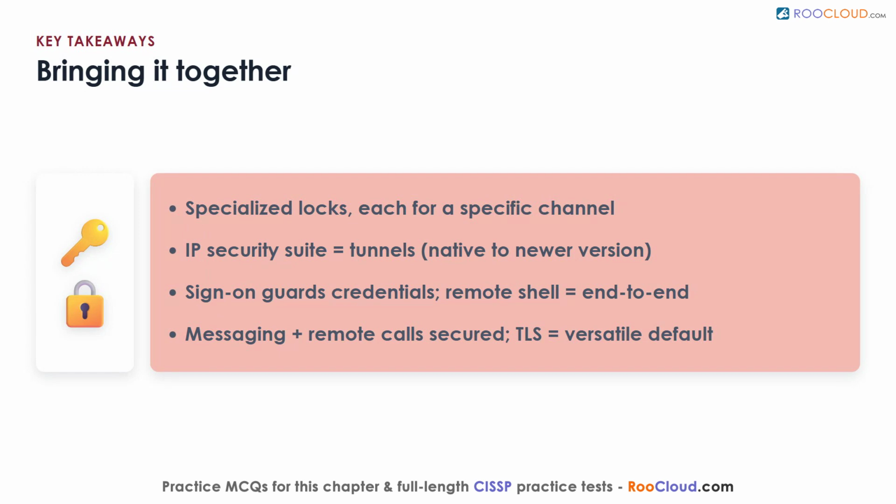The single sign-on protocol protects credentials across many services, while the Remote Shell Protocol wraps logins, transfers, and tunnels in end-to-end encryption. The messaging protocol secures voice, video, and text. And the secure remote procedure call guards program-to-program calls. And transport layer security is the versatile default that replaced the older sockets layer. Match the protocol to the channel, and no conversation travels exposed.